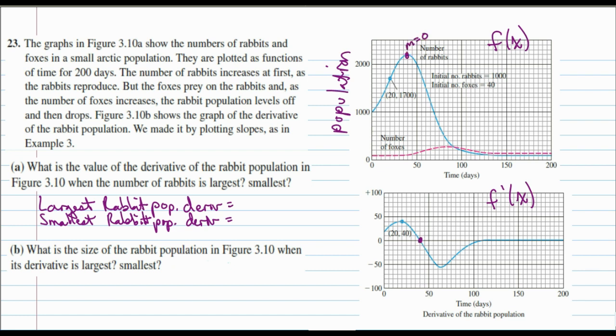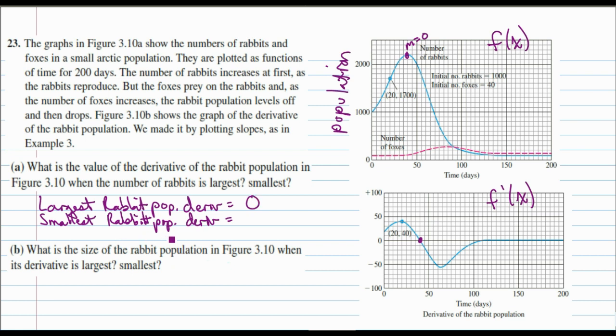So in trying to understand this graph, let's answer part A. What is the value of the derivative of the rabbit population in figure 3.10 when the number of rabbits is largest and when it is smallest? Well, the number of rabbits is in blue here, and when that's the largest, we actually already talked about that. The derivative is going to be 0. The slope here is going to be 0. So at the largest rabbit population, the derivative equals 0.